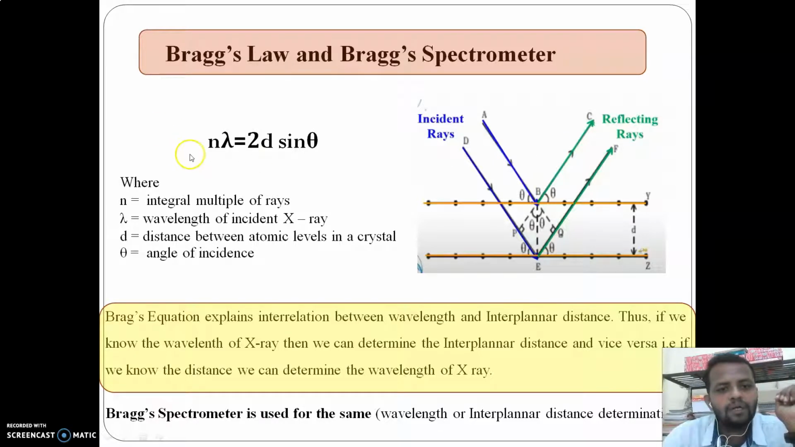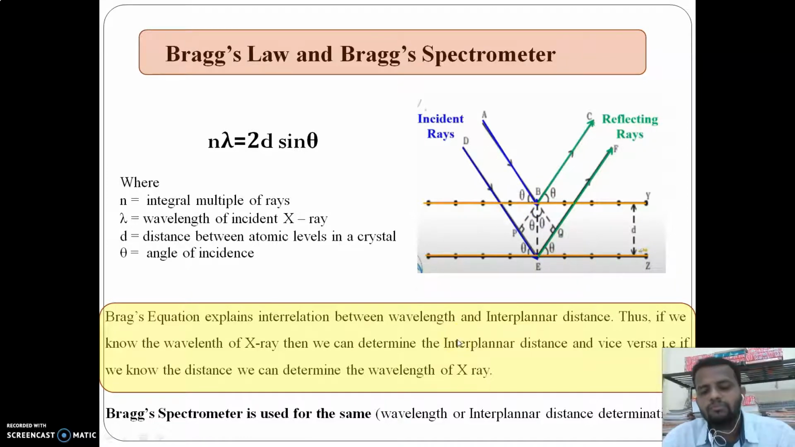So here a formula was given by Bragg: n lambda equals 2d sine theta. When this law is satisfied, we get constructive interference. Here n is the integral multiple, that is, the order of reflection: first order, second order, third order, and so on. Lambda is the wavelength of the incoming waves. d is the distance between the two layers in the crystal, that is, the interplanar spacing, and theta is the angle of incidence. If I draw a normal over here, we will get the angle of incidence.